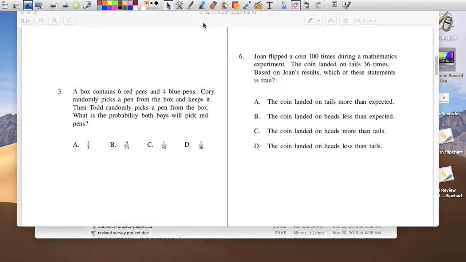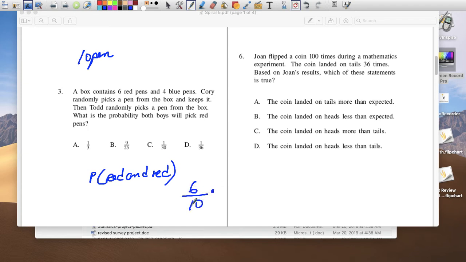Number 6, a box contains 6 red pens and 4 blue pens, so there's a total of 10 pens total, right? Corey randomly picks a pen from the box and keeps it. Then Todd randomly picks a pen from the box. What's the probability both boys will pick a red pen? Well, the first guy goes in, and we want to get a red pen and another red pen. Remember, we're not putting the pen back once it's taken. So Corey is going to go, the probability of taking a red pen right away in the beginning, there is how many red pens? So he has a 6 out of 10 chance.